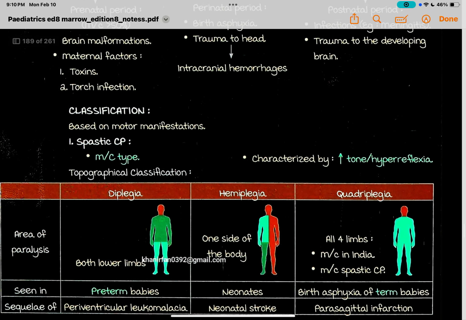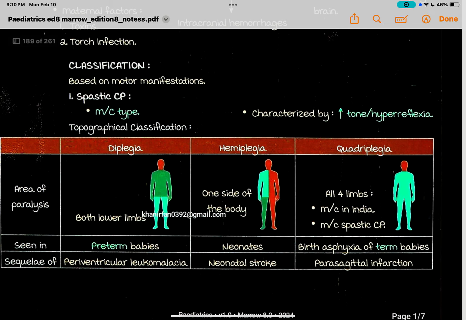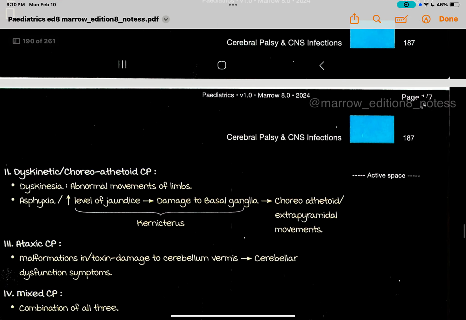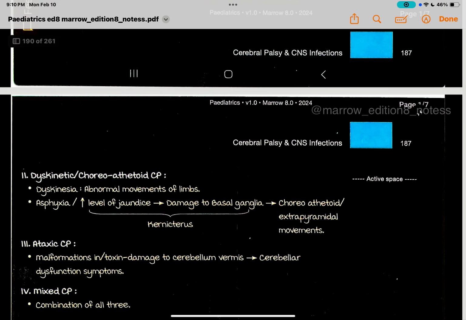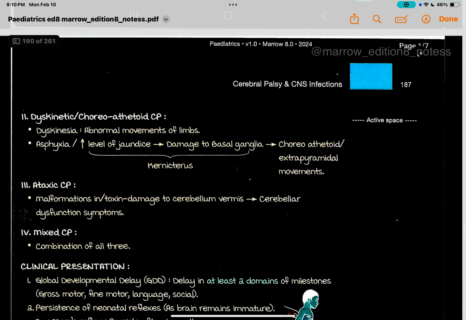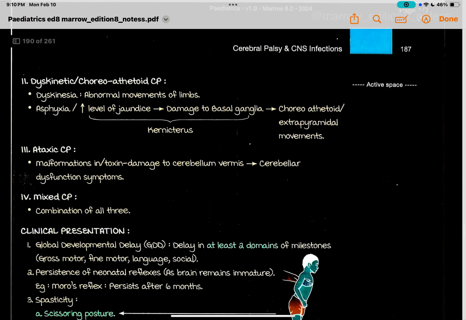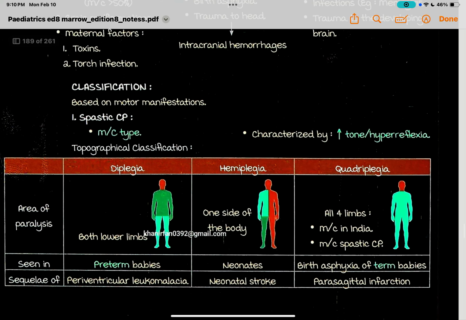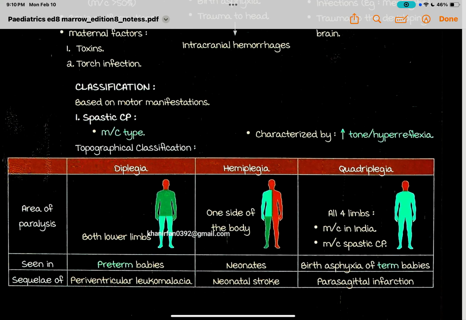Classification based on motor manifestations. So classification is based on what is the motor manifestation. First is spastic, second is dyskinetic, choreoathetoid type, third is ataxic, fourth is mixed. Coming to first, spastic type, most common type, characterized by increased tone and hyperreflexia.